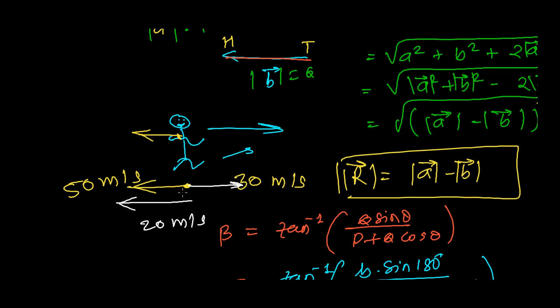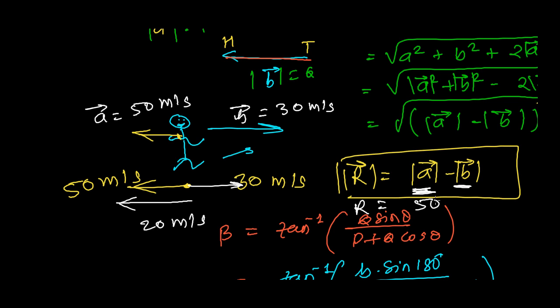All right, as I told you, which one is stronger? A is stronger here, right? So A is 50 meter per second, and vector B, that's your vector, is 30 meter per second. So the magnitude of the resultant will be vector A minus vector B. Let's forget the symbols for a while. So 50 minus 30, that's going to be 20. All right, 20 meter per second.